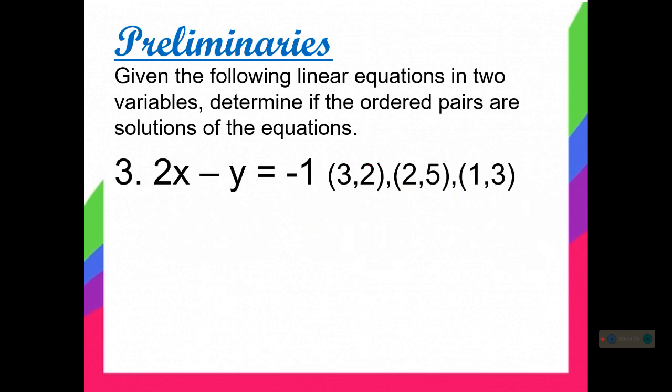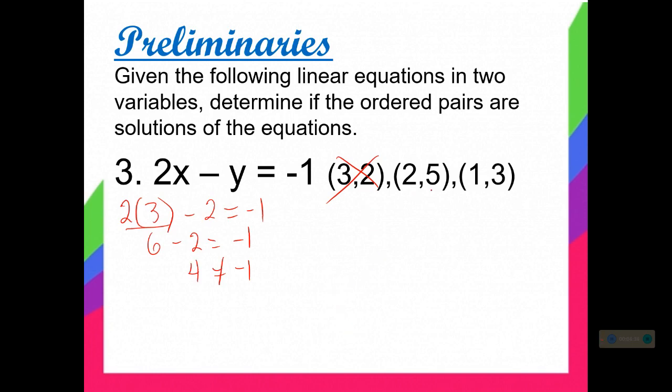We have 2x minus y equals negative 1. Let us try these 3 ordered pairs. On the first one, we have our x is 3, minus our y, which is 2, equals negative 1. So 2 times 3 is 6, minus 2 equals negative 1. 6 minus 2 is 4, so it is not equal to negative 1. So it is not a solution.